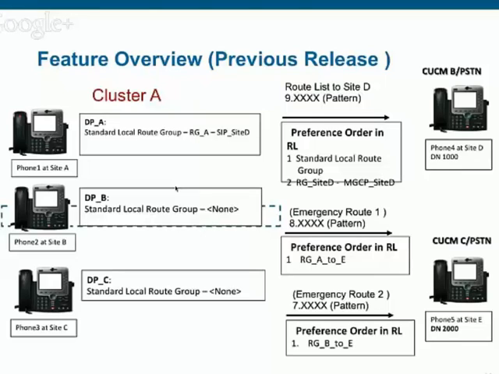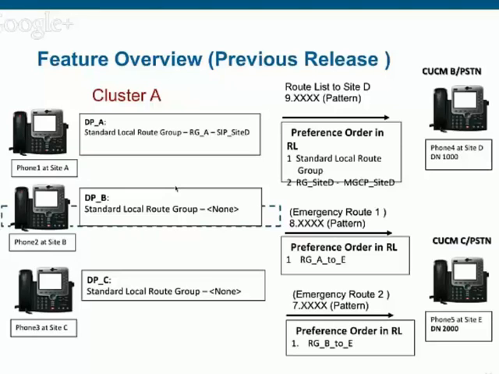But what about the emergency route pattern 8 8 followed by 4x? So 8 followed by 4 digits is something that's local to each and every phone. So if phone A dials A.xxx, we need to make a route pattern and have a route list just for this particular site. Now we have three phones.